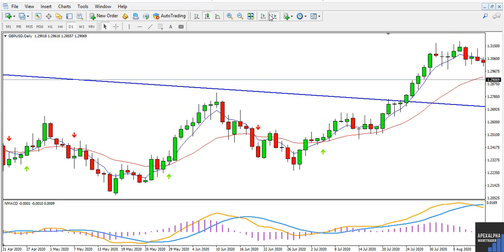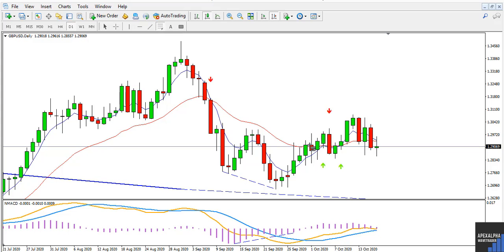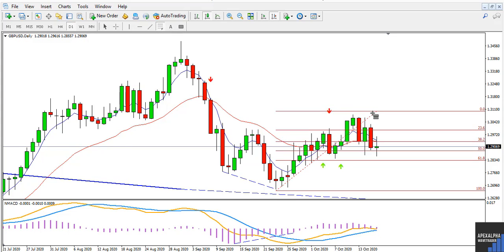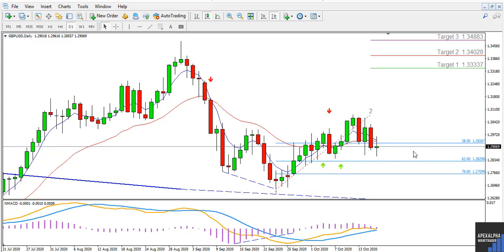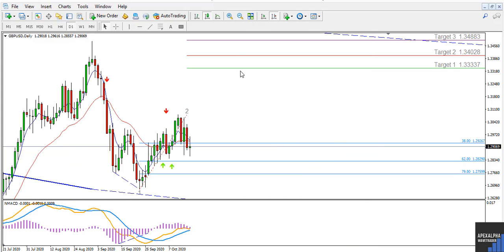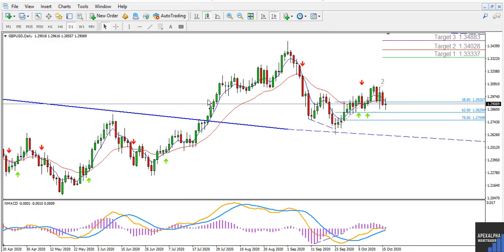Now, there is something else I usually do. I take the Fibonacci from this region to the topmost part here, and I check for where the 62% level is. Usually when you get a situation like this, the market will come down to test the 62% level and then head up. So my bias for the GBP is bullish, but you have to wait for a good opportunity.